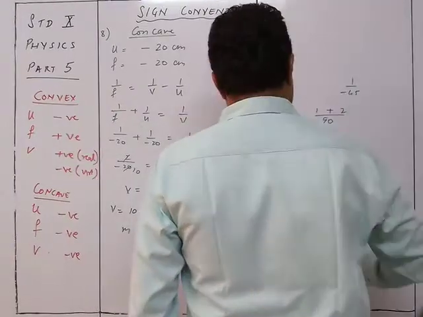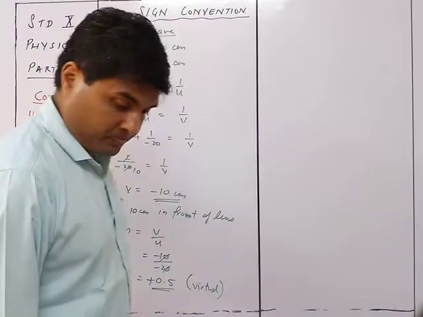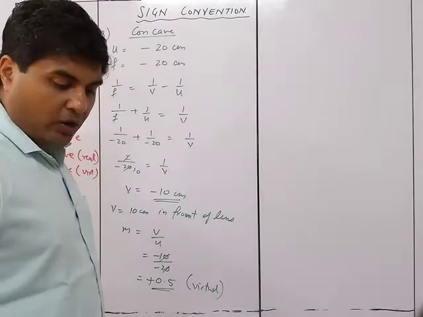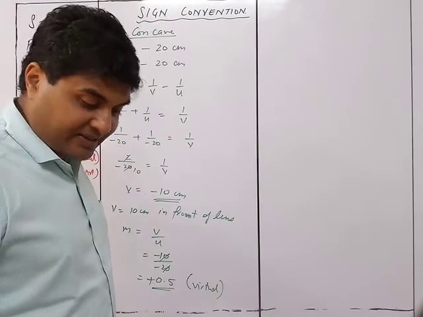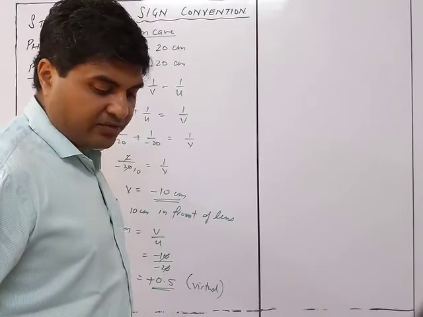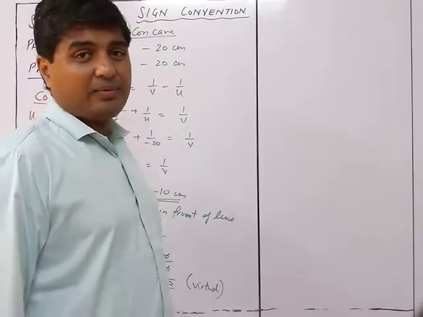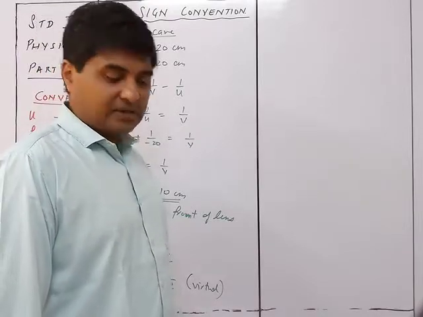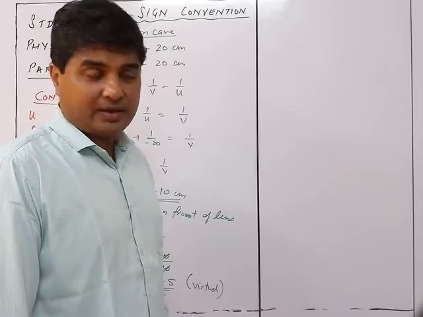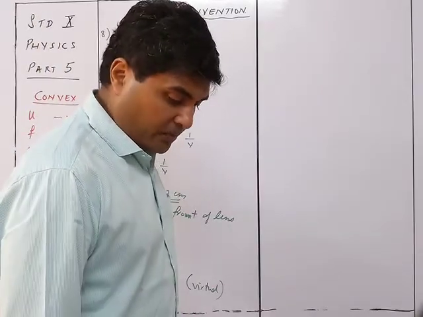Sum number 9. A convex lens forms an inverted image of the same size as the object, which is placed at a distance of 60 centimeters in front of the lens. If we see the diagram, we can always know that if it is at 60 centimeters and the same size, then v and u will both be the same, but we cannot unfortunately write that. We'll need to write it in a proper manner.